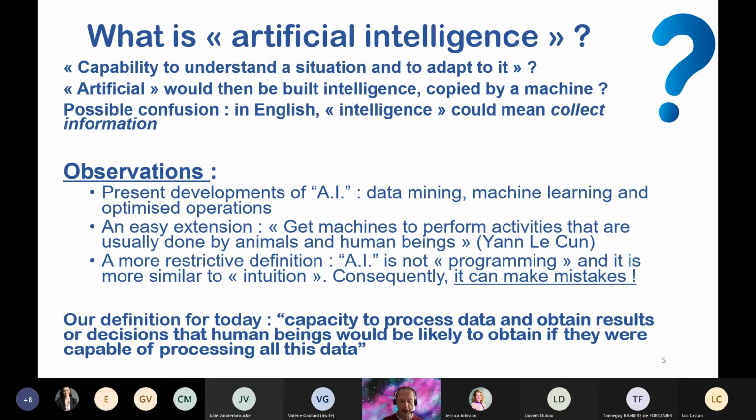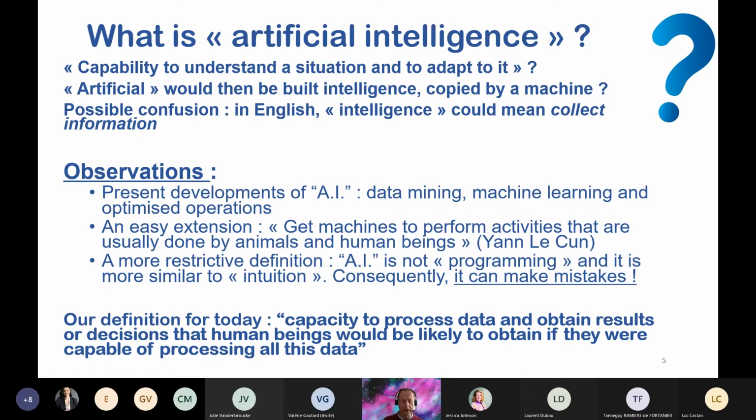Then I have three observations. The first one is that the actual developments of artificial intelligence are really data mining, machine learning, and optimized operations. A second observation is an easy extension to this definition: get machines to perform activities that are usually done by animals and human beings. This is a definition given by Yann LeCun, a data scientist at Facebook.